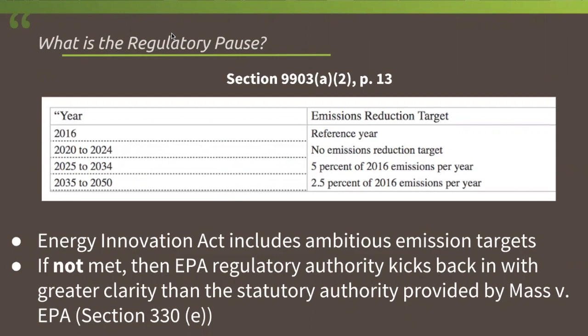One interesting thing about the regulatory pause language allowing for EPA authority to kick back in is it makes the EPA's authority over greenhouse gases less ambiguous than that authority under Massachusetts versus EPA. So you're going to see here in a couple slides, even though carbon dioxide and methane are a pollutant for purposes of the Clean Air Act, there are a lot of places where the EPA has to tiptoe around the regulatory language in order to make the regulations match up with the statutory authority. And that kind of ambiguity is cleaned up in the Energy Innovation Act if the carbon price does not create the mitigation required by the emission targets.